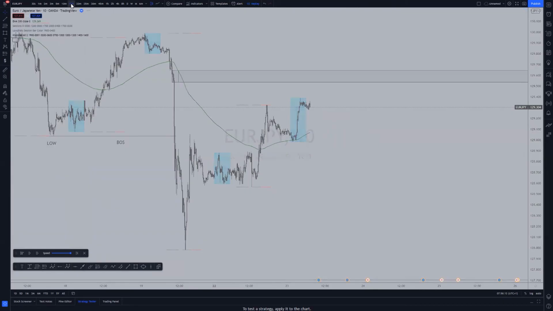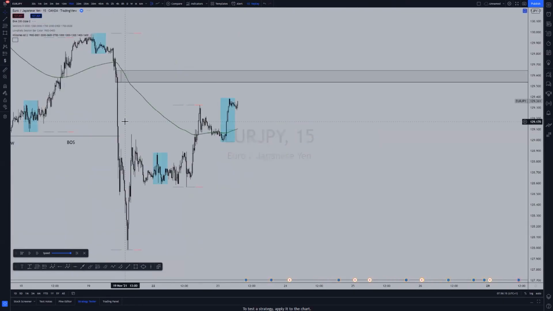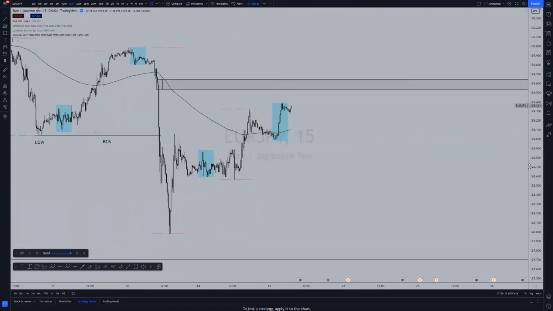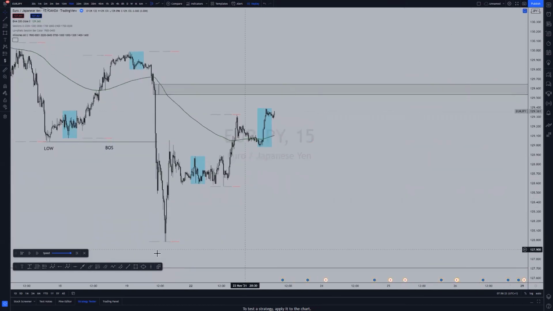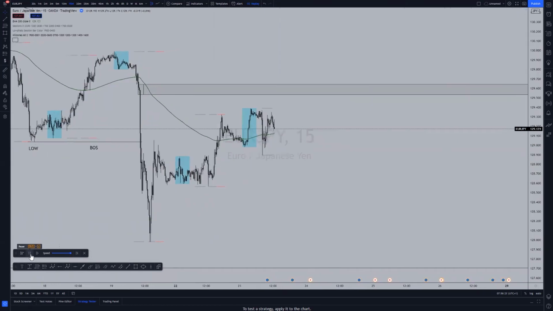Okay, let me go to 15 minutes so it will be a little bit fast. So that was my zone. I was watching price, trying to see what price would do there. So let's see what price did. So price started coming there.